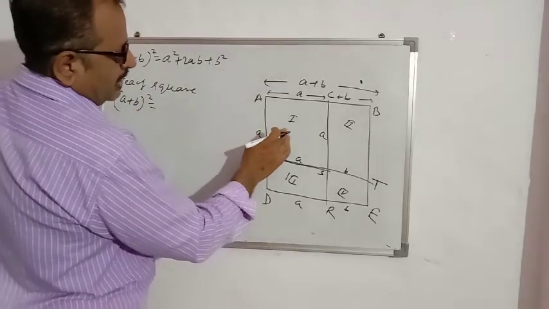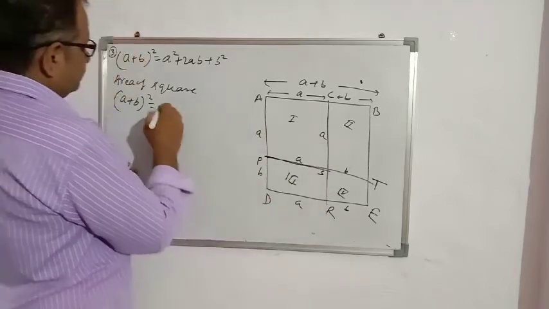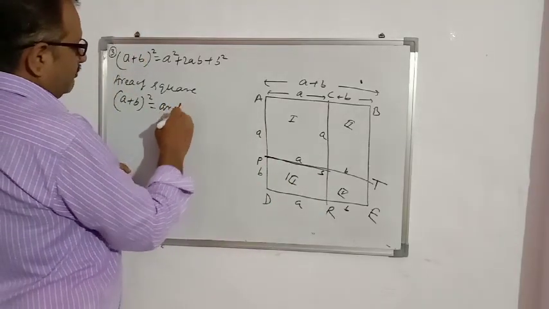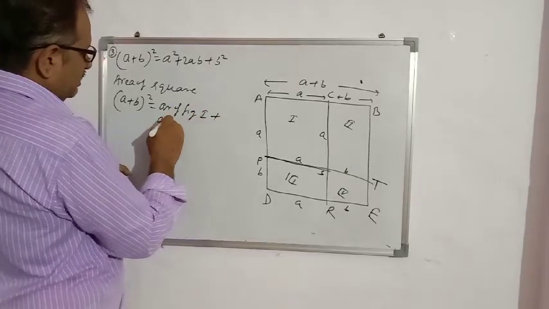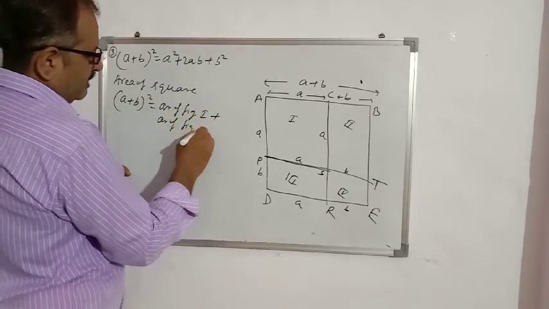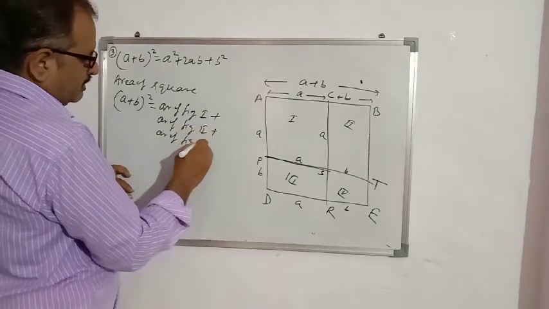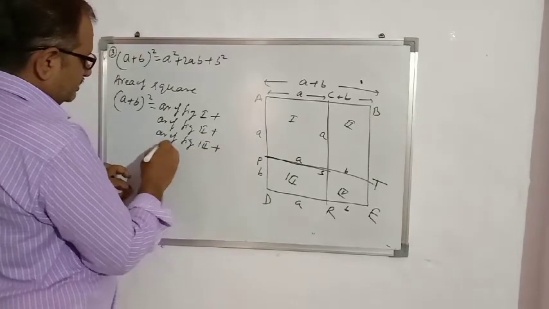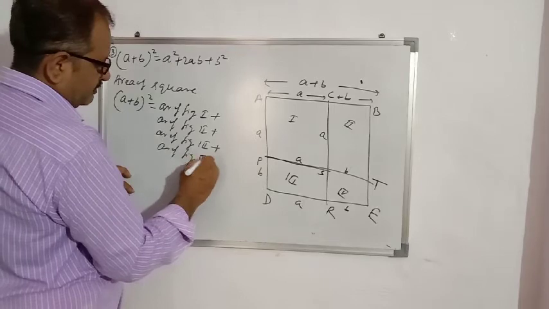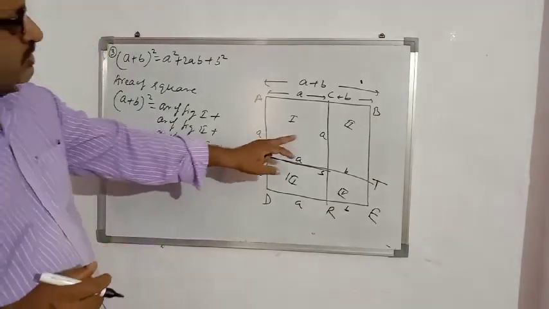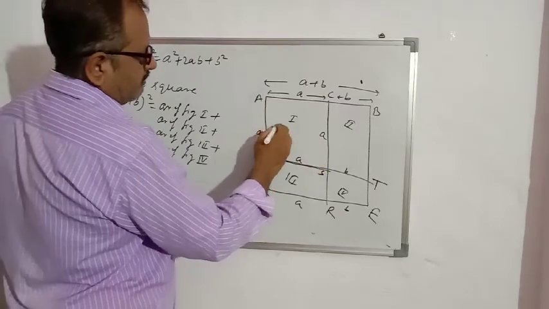And the area of the square is the sum of the areas of the first, second, third and fourth regions. So it will be the area of the first figure plus the area of the second figure plus the area of the third figure plus the area of the fourth figure. What is the first figure? The first figure is a square. All the sides are equal. It is a square.